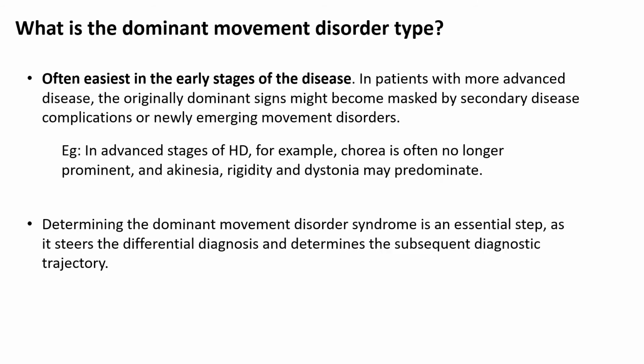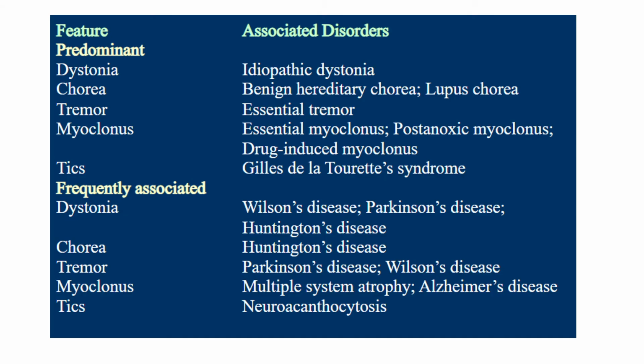Next, we need to know what a dominant movement disorder is. Why? Because recognizing a dominant movement disorder is often easiest in the early stages of the disease. In patients with more advanced disease, the originally dominant signs might become masked by secondary disease complications or newly emerging movement disorders. For example, in advanced stages of Huntington's disease, chorea is often no longer prominent, and other motor disorders like akinesia, rigidity, and dystonia may predominate. Determining the dominant movement disorder syndrome is an essential step, as it steers the differential diagnosis and determines the subsequent diagnostic trajectory.